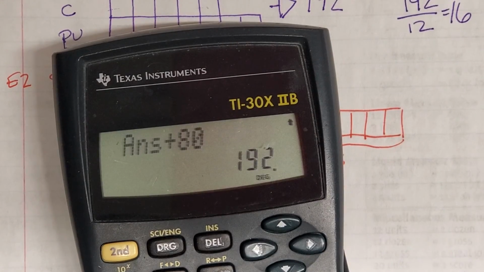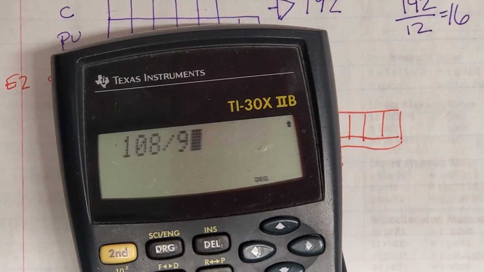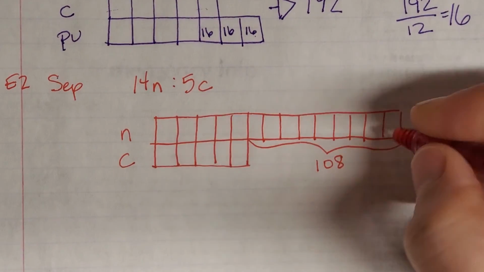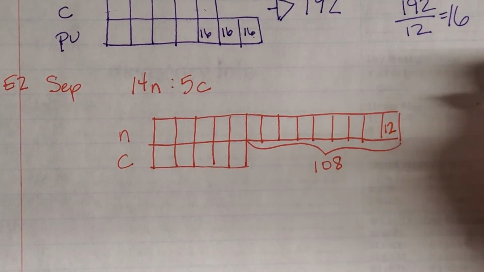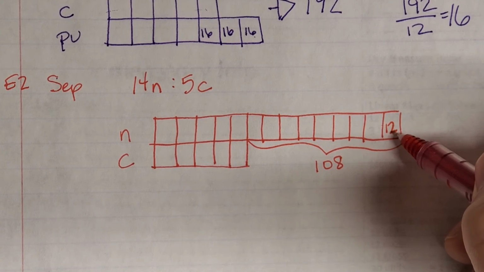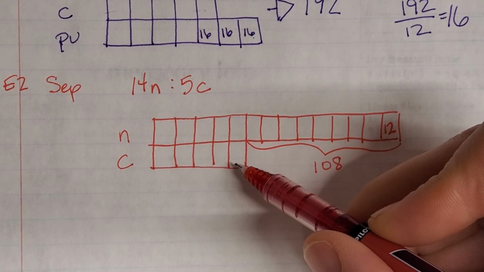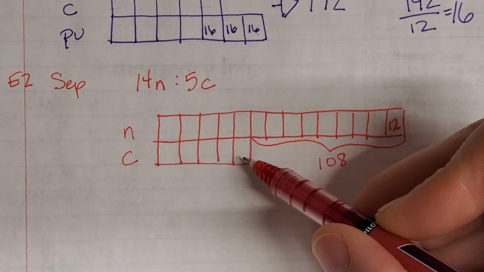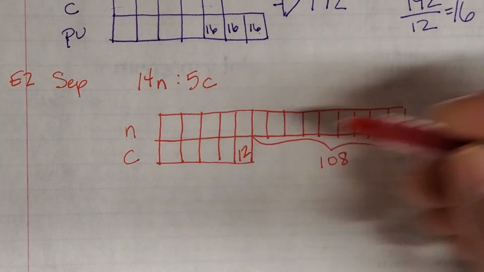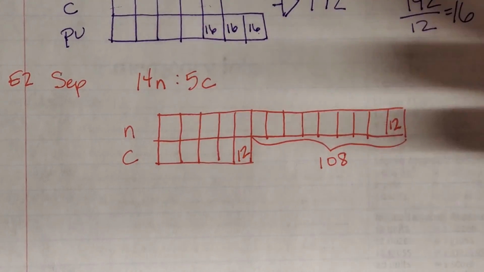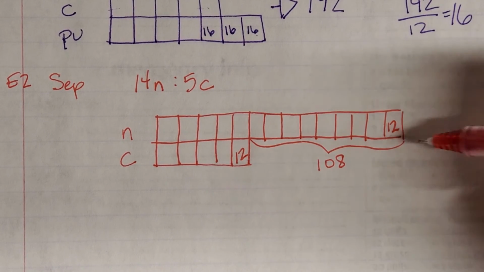Oh, that's division again, Miss D. 108 divide 9, it's 12. That means each box is worth 12. If each box is worth 12 here, what are each boxes worth here? Yeah, 12 is 12 again, okay? That's why we make them same size so that we can help remember they're all worth the same amount.